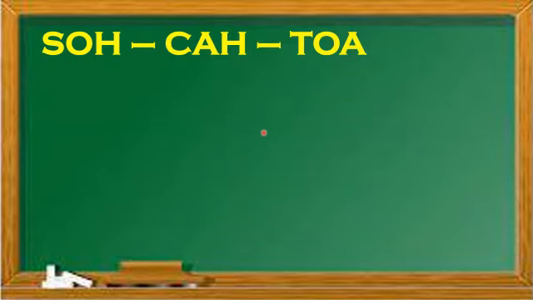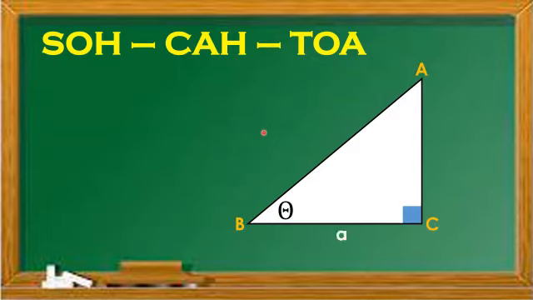SOHCAHTOA is a mnemonic used in remembering the equations. So we have here triangle ACB given our theta or angle, which is angle B. The side opposite of angle B is side B. The side adjacent to angle B is side A, and the hypotenuse is side C.